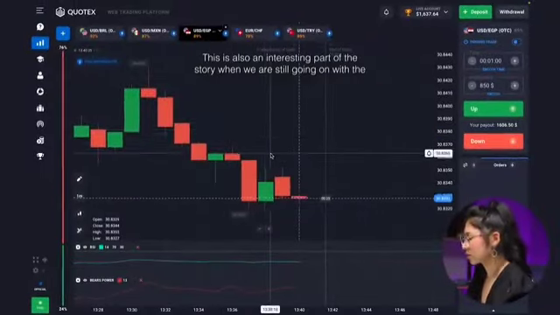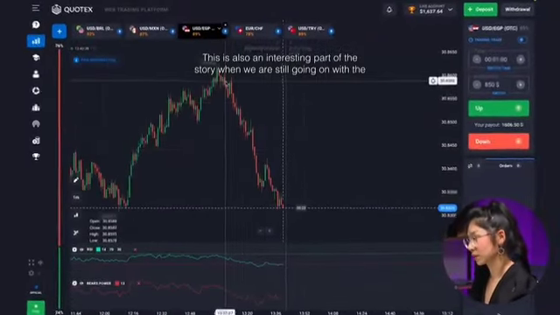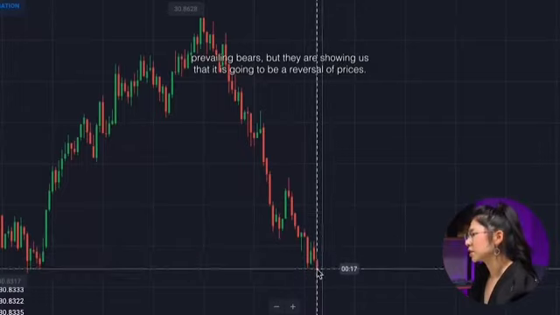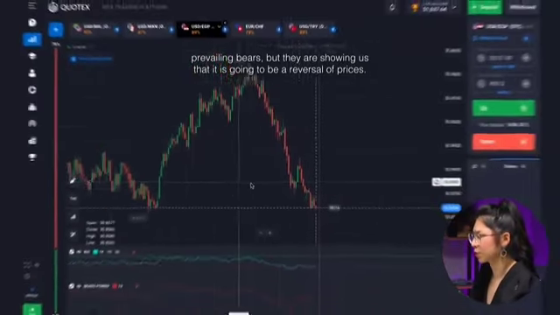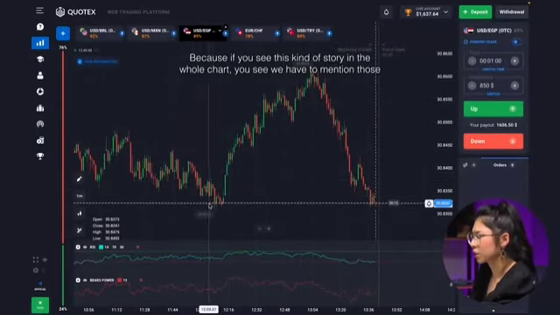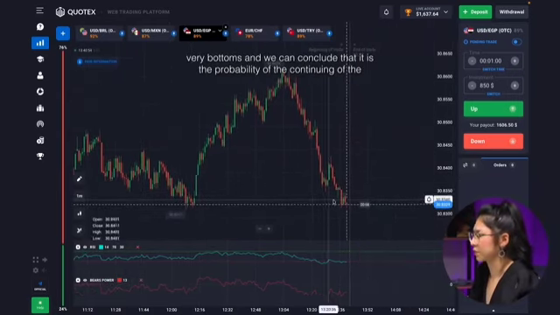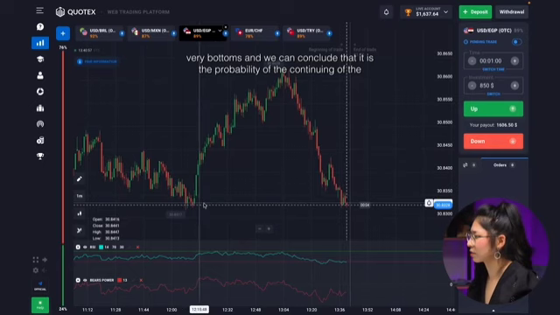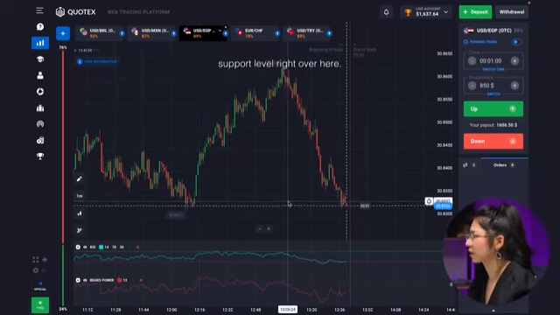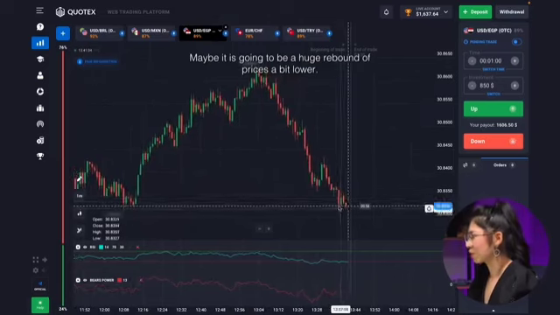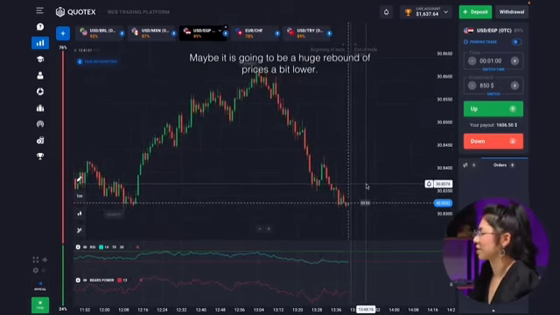Well, this is also an interesting part of the story when we're still going on with preventing the bears, but they're showing us that it's going to be reversible prices, because if you see this kind of story in the whole chart, you see we have to mention those three bottoms, and we can conclude that it's probability of the continuing of the support level right over here. It's going to happen. Maybe it's going to be a huge rebound of prices a bit lower.